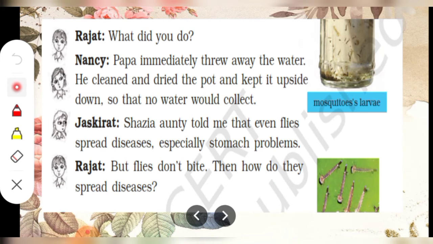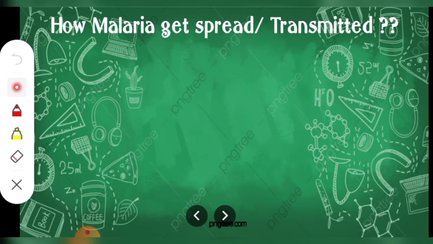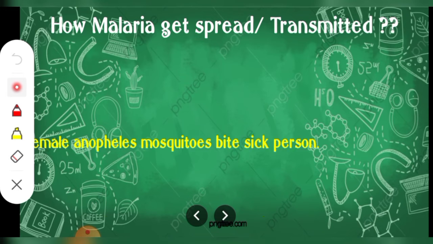So kids, as we were discussing, there are 4 kids in this chapter: Rajat, Nancy, Jaskirat and Aarti. They were conversing about malaria. Now they had a question for you. How do mosquitoes spread diseases? Or else we can say, how does malaria get spread or transmitted?